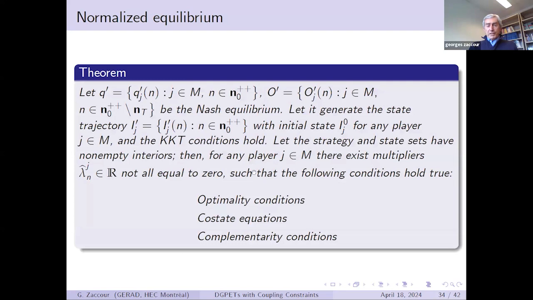Okay, so here you can state a maximum principle for this equilibrium. Essentially, it's like before: given that you have Q prime satisfying the conditions for a Nash equilibrium, there exist multipliers satisfying the conditions of optimality, co-state equations, and complementarity conditions.